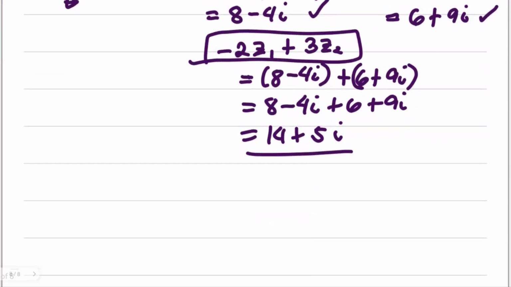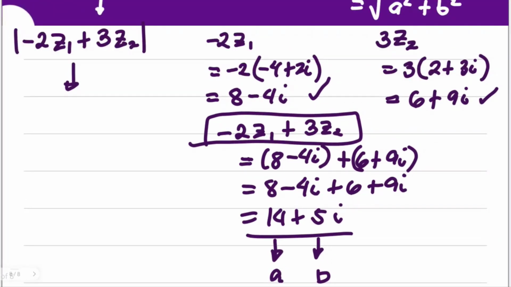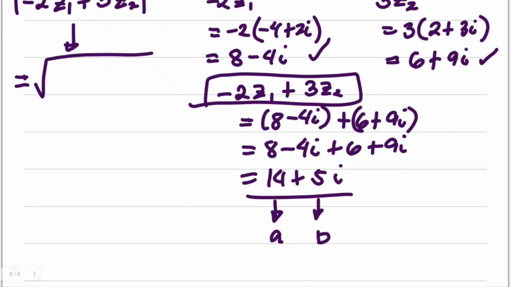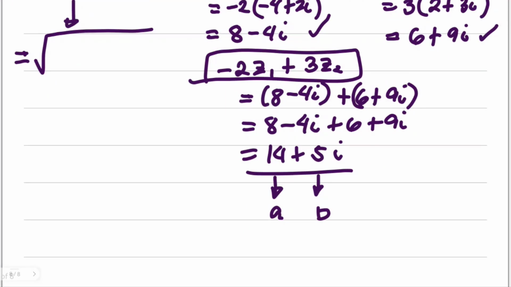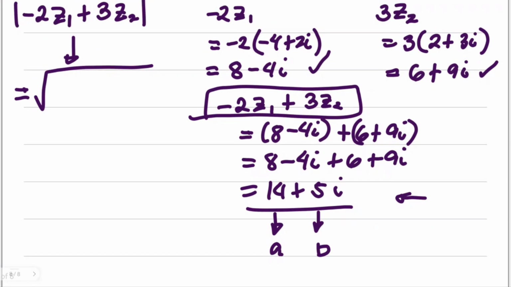For here, this is our a and this is our b. So for that, you will have the square root of your a squared, no longer this value, but the value of your actual result here. That's actually 14 squared plus 5 squared.